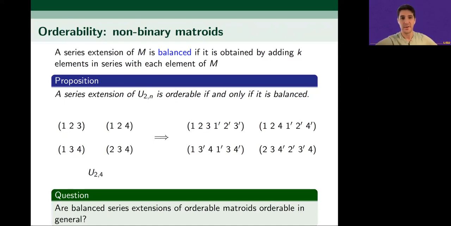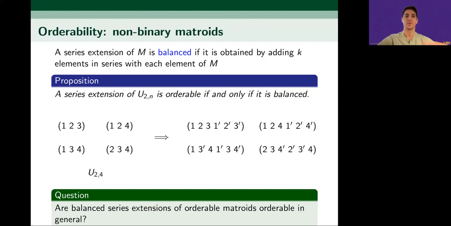So I'd kind of like to know in general, if you start with something orderable and do a balanced series extension, is that still orderable? It's certainly true for these matroids. I don't know if it works in general. And again, I don't know if this is going to be hard. It might be easy to find an example. I just don't currently have one. And the proof I had was convincing enough to be published, and it was definitely wrong.